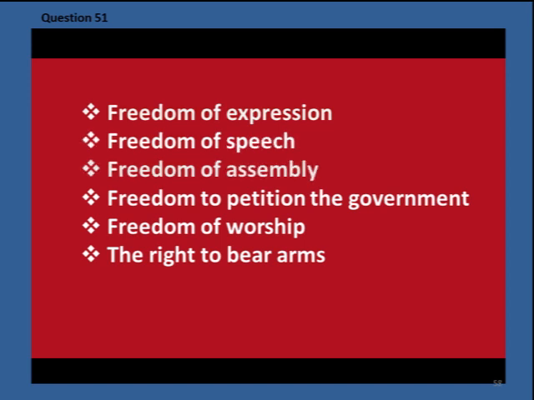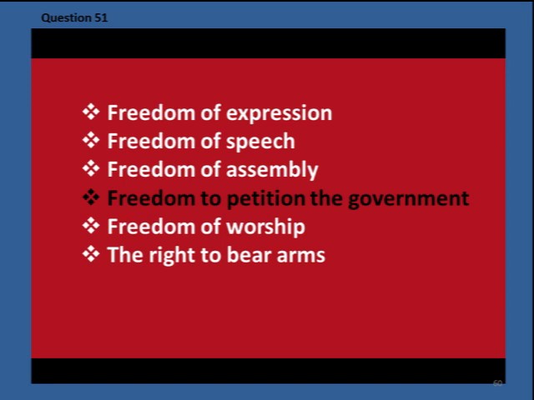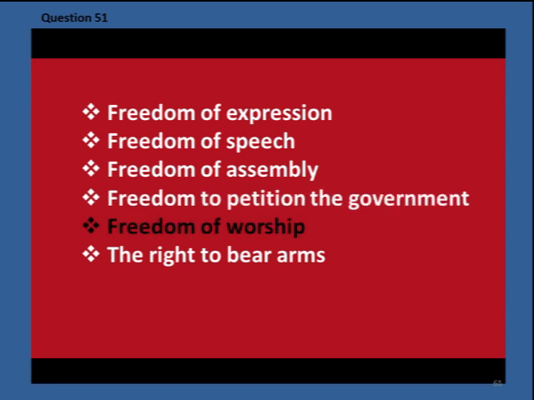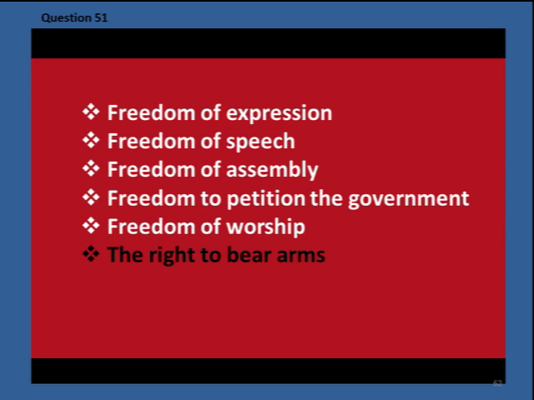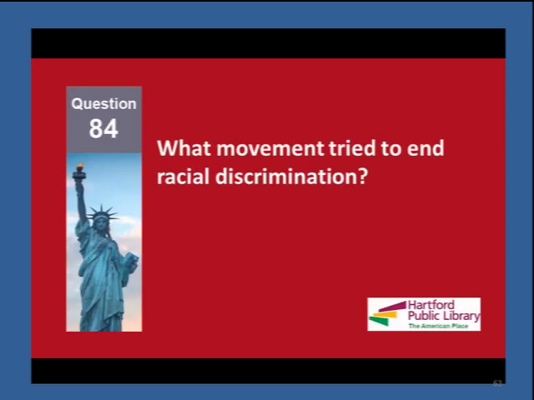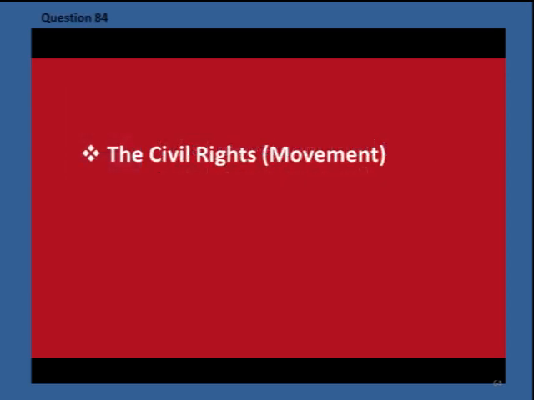Some other rights of everyone living in the United States are freedom of expression, freedom to petition the government, freedom of worship, and the right to bear arms. Question 84. What movement tried to end racial discrimination? The Civil Rights Movement. The Civil Rights Movement tried to end racial discrimination.